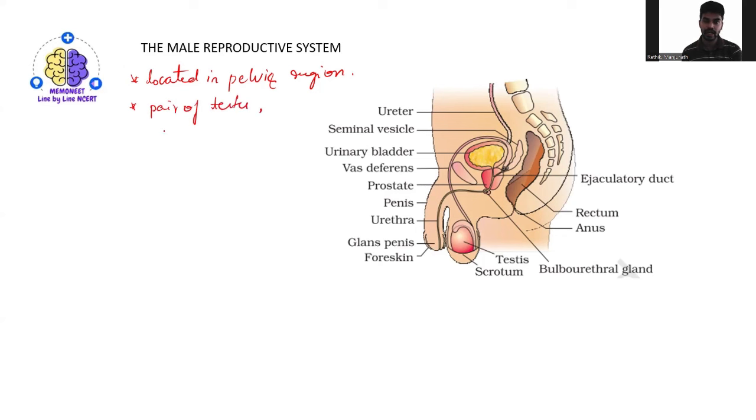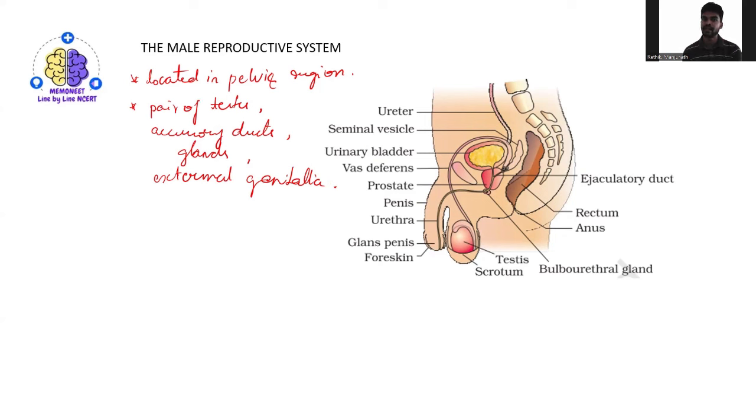Then along with that, you will also find the accessory ducts, glands, and external genitalia. So these are the things you will find in the male reproductive system.